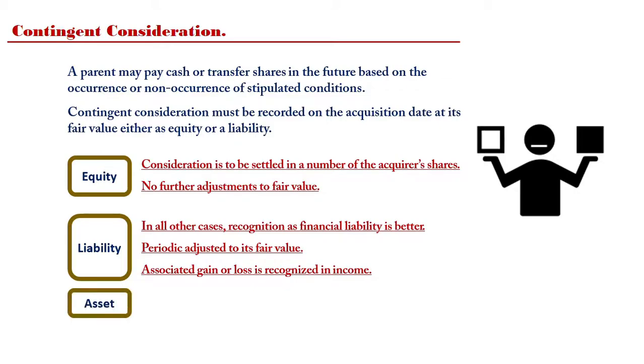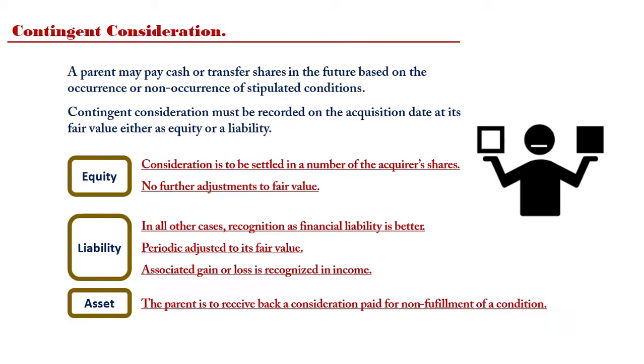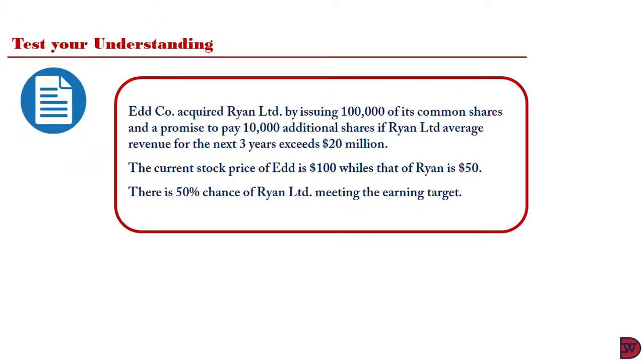So a contingent consideration can result in an asset if the parent is to receive back a consideration already paid due to the subsidiary's failure to meet the stipulated conditions or events. Let's finally test our understanding. So Edco acquired Ryan Limited by issuing 100,000 of its common shares and a promise to pay 10,000 additional shares if Ryan Limited's average revenue for the next 3 years exceeds $20 million. The current stock price for Edco is $100, whilst that of Ryan is $50. There is a 50% chance of Ryan Limited meeting the earning targets.